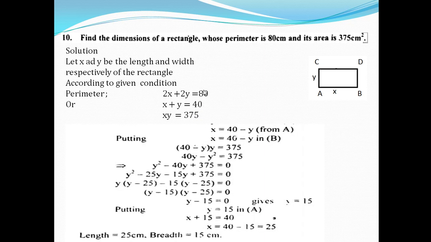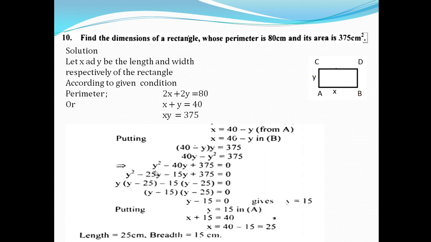Solve the equation number A. x is equal to 40 minus y from this equation. x is equal to 40 minus y. Put it in equation number B. Then after simplification we get y square minus 40y plus 375 is equal to 0.